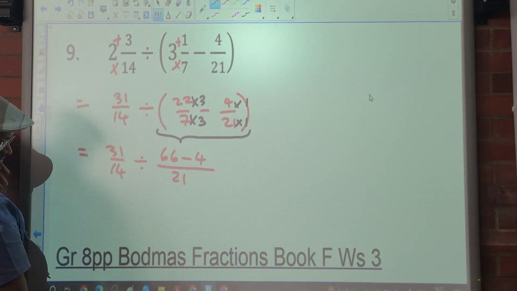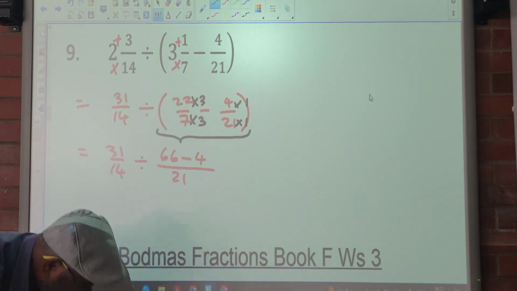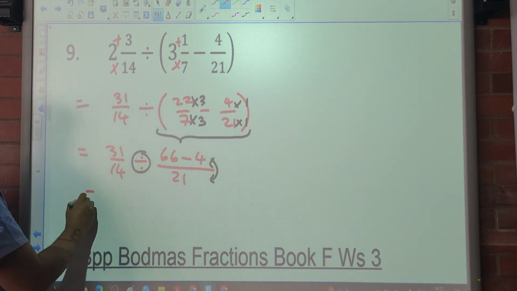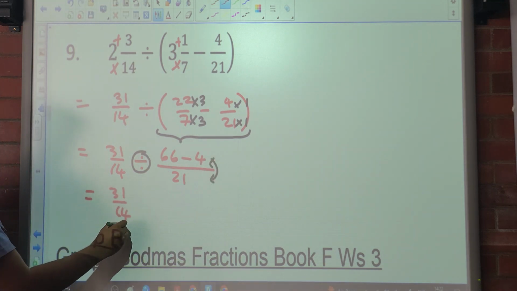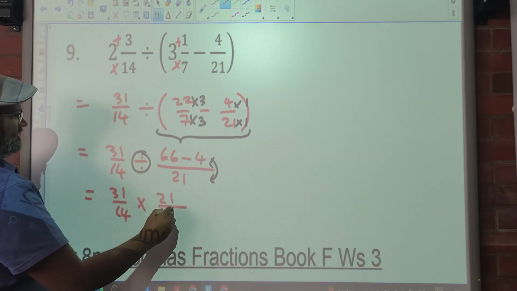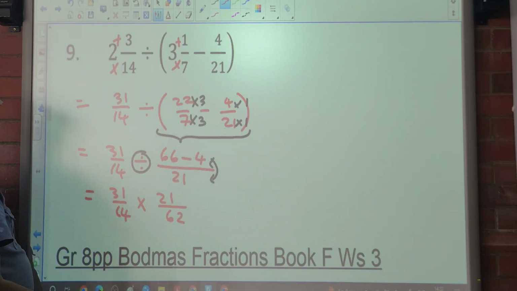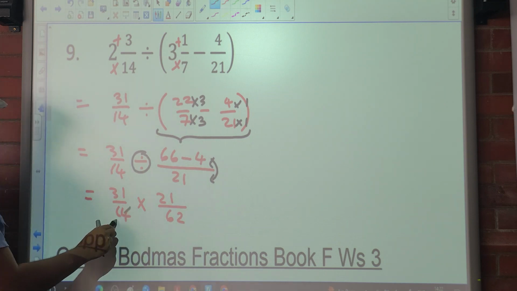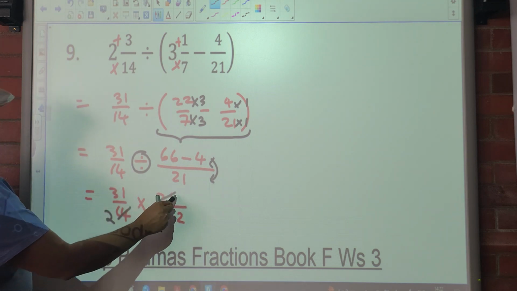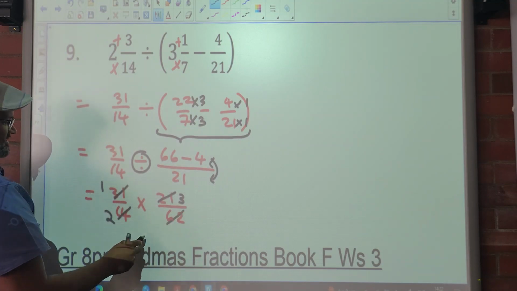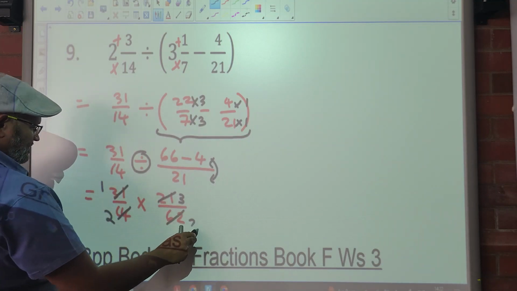So we're going to change this to multiplication, tumble and times. Not so? So it's going to be 31 over 14 multiplied by 21 over 62. What do we see now? 7 goes into 14 twice, 7 goes into 21 3 times. 31 goes into 31 once, 31 goes into 62 twice.